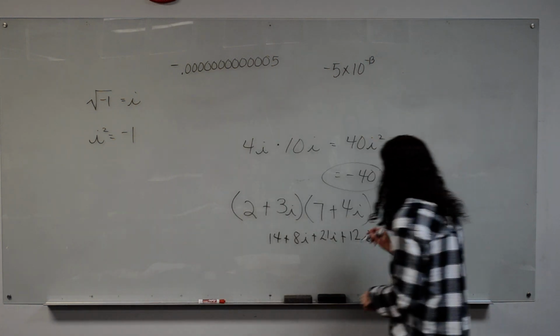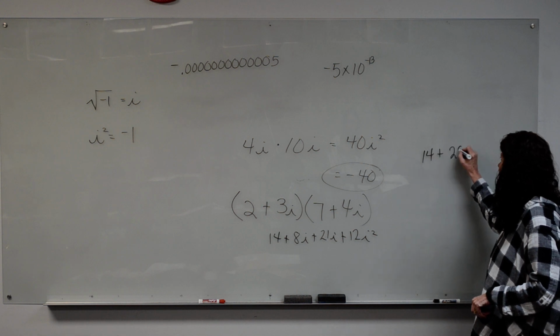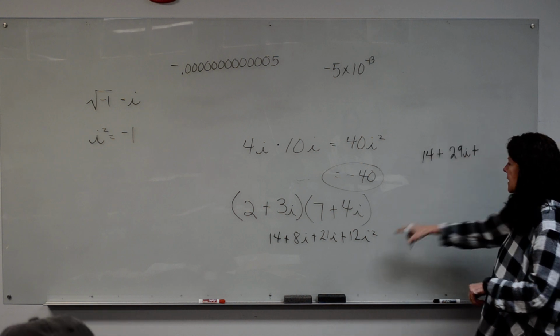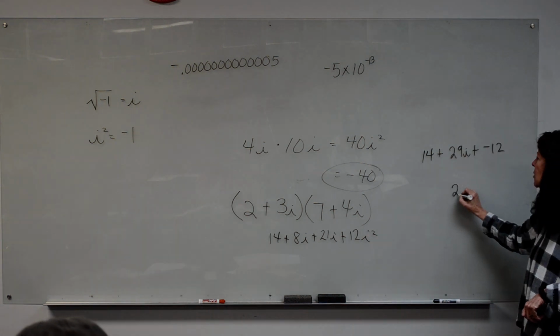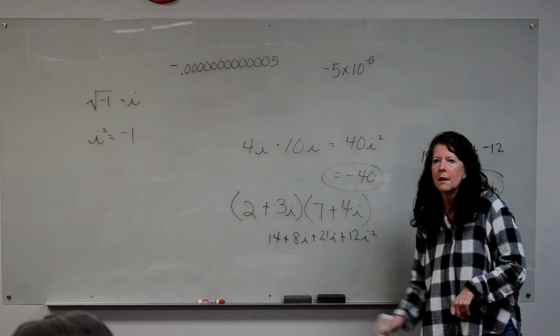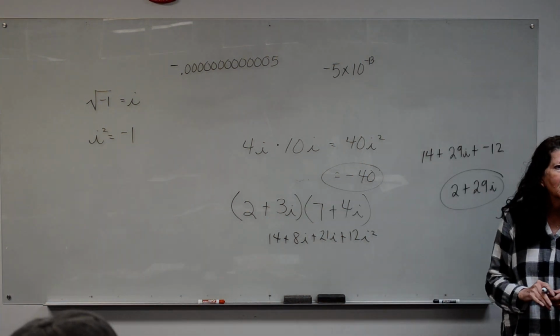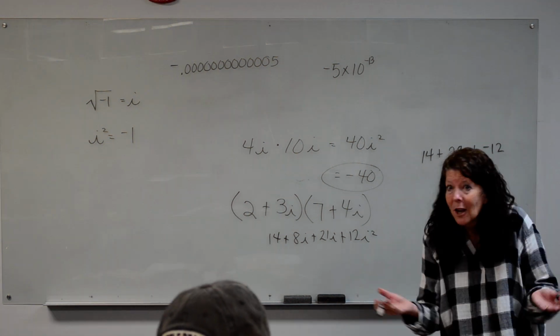And I'm gonna go, oh, these two go together, so I've got 14 plus 29i plus, and then this is a negative 1, so that becomes negative 12. So I'm gonna get 2 plus 29i. What do you get when you just multiply that? 2 plus 29i. I put it in my calculator, and it comes out like that, right?